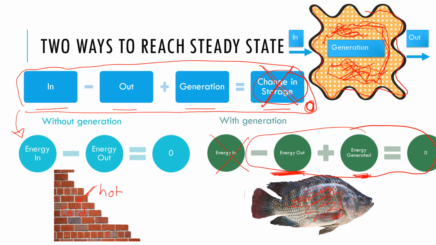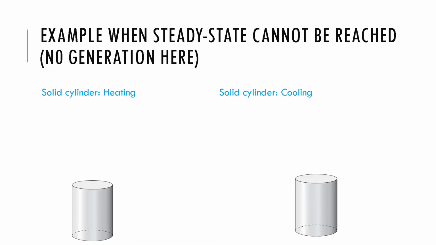So those are the two examples of how things can reach steady state. So are there conditions when this, in minus out plus generation equal to change in storage, just cannot be satisfied? So there are situations when we cannot reach steady state.